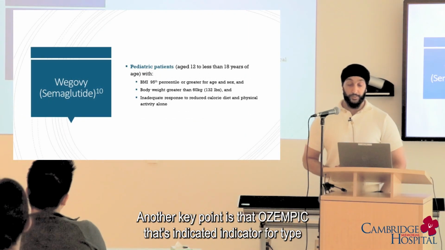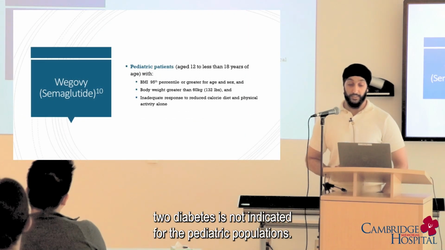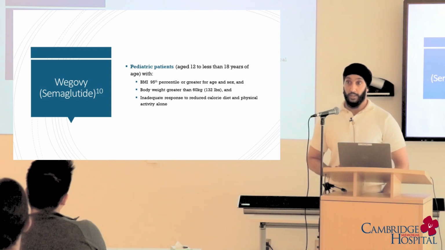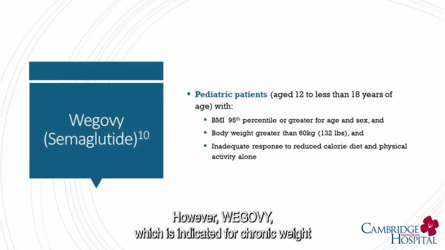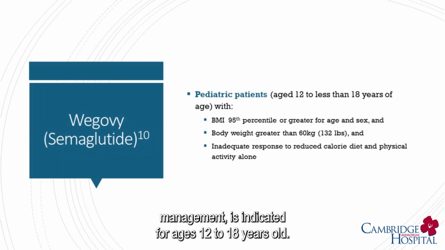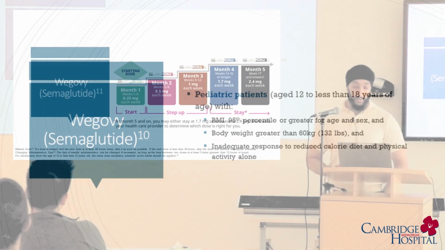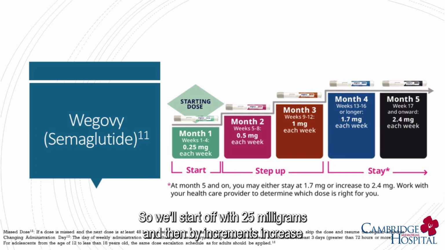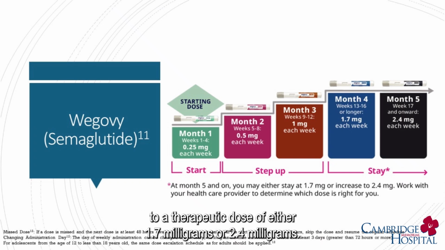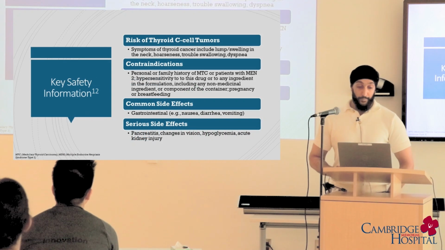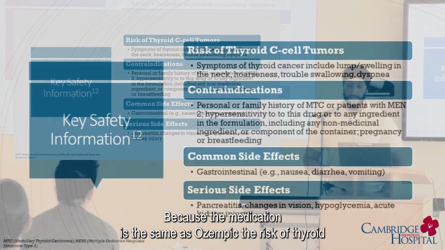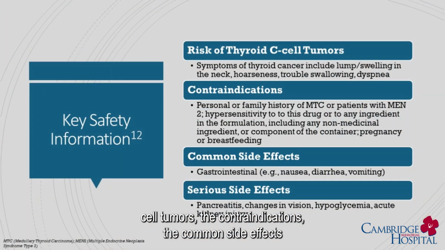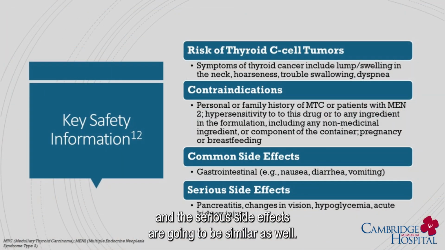Another key point is that Ozempic, that's indicated for type 2 diabetes, is not indicated for the pediatric populations. However, Wegovy, which is indicated for chronic weight management, is indicated for ages 12 to 18 years old. The titration schedule mirrors exactly the one from the STEP study that I showed a few slides ago. So we'll start off with 0.25 milligrams, and then by increments increase to a therapeutic dose of either 1.7 milligrams or 2.4 milligrams. Because the medication is the same as Ozempic, the risk of thyroid cell tumors, the contraindications, the common side effects, and the serious side effects are going to be similar as well.